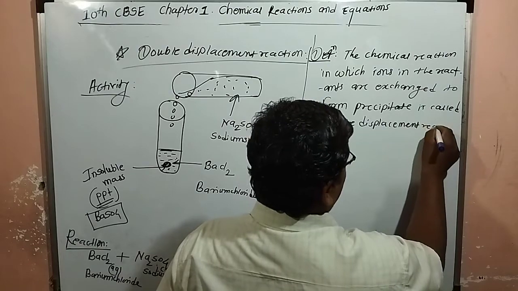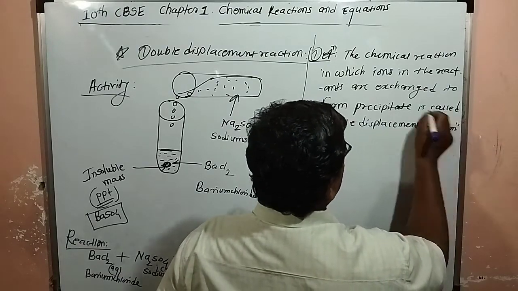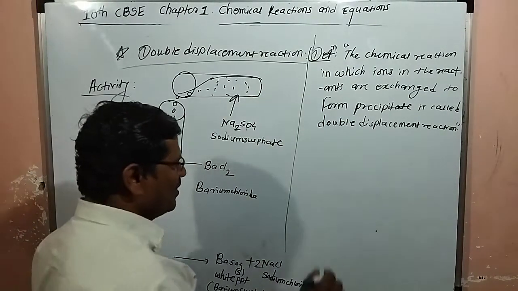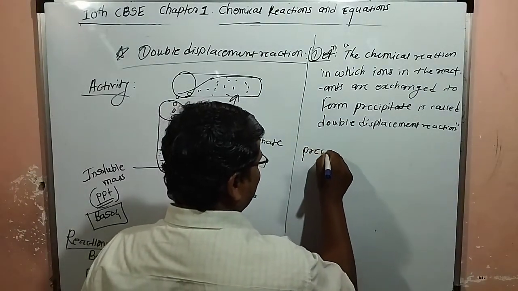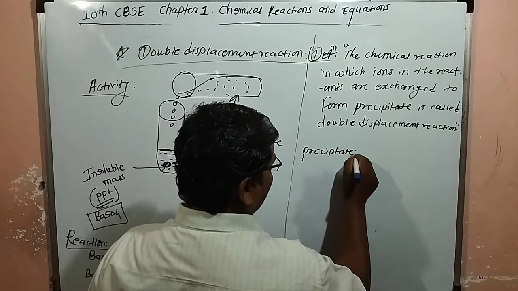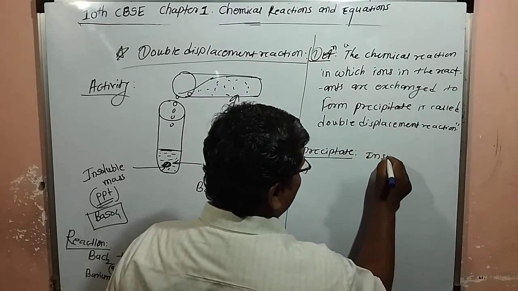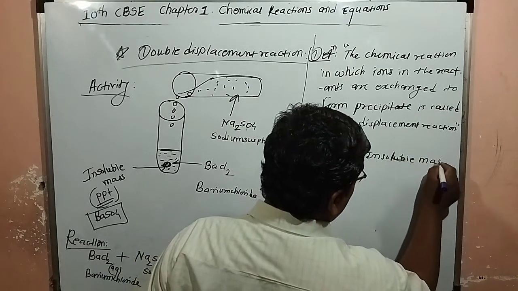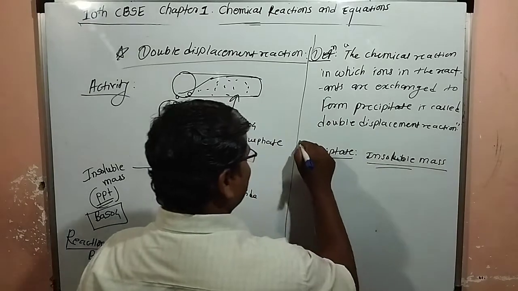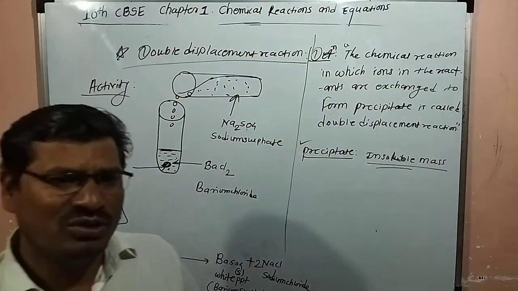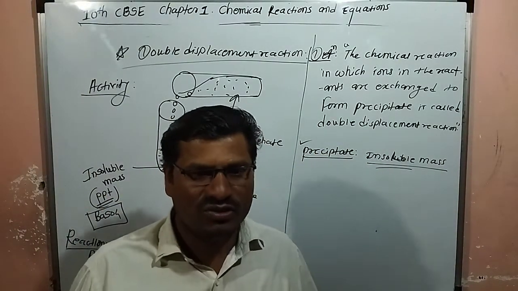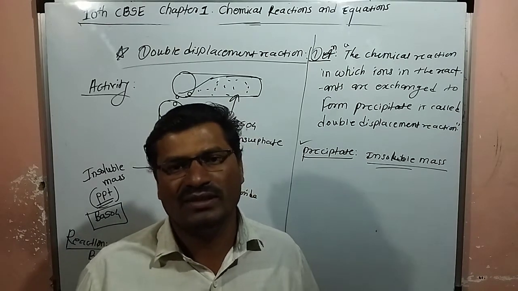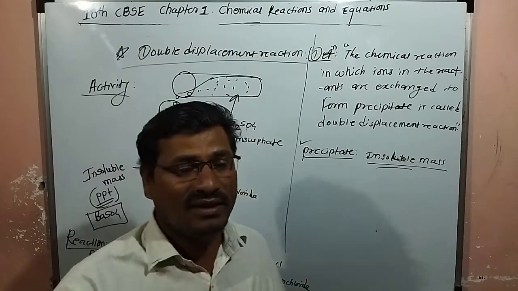The main thing is that in this chemical reaction, a precipitate should form. Precipitate means insoluble mass, and you have to remember this. Such a chemical reaction is also called a precipitation reaction. A double displacement reaction is also called a precipitation reaction.